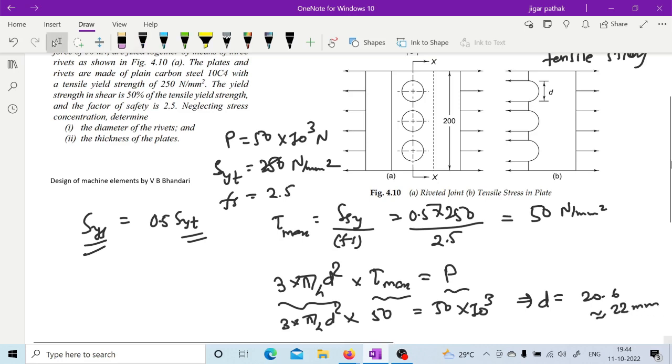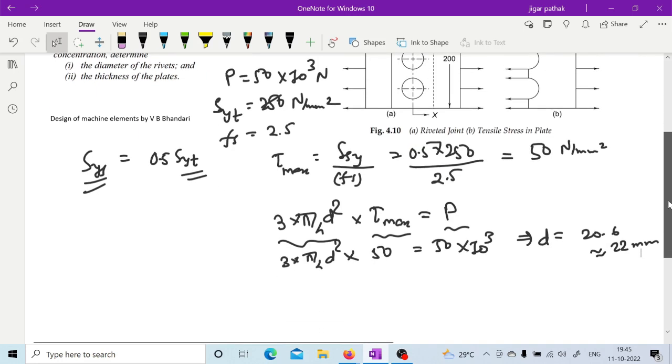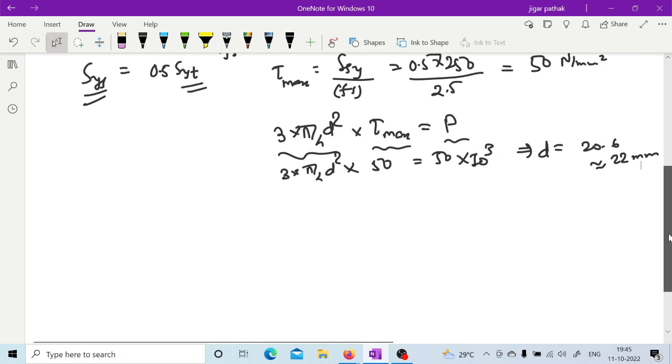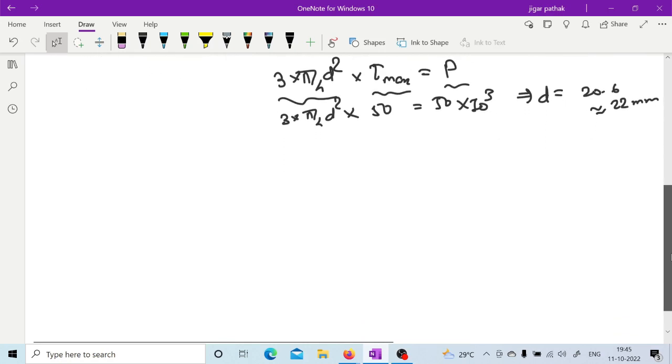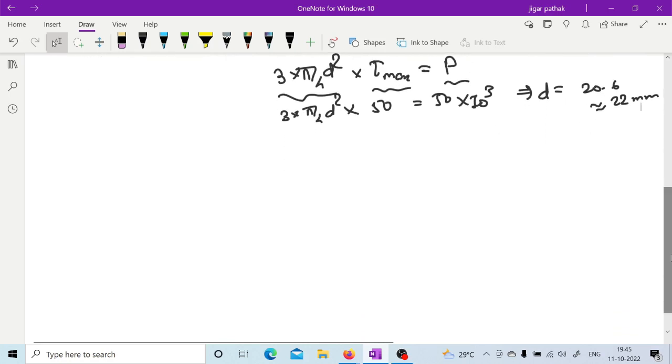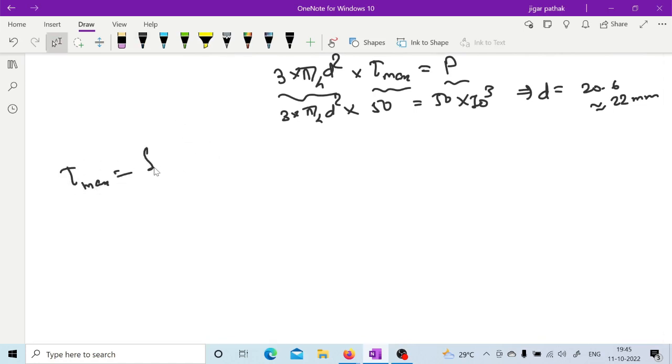So as you have considered this shear strength for your design of rivet, for the design of your plate you are going to consider this tensile strength, right? As tau max you have calculated from that SSY upon factor of safety.